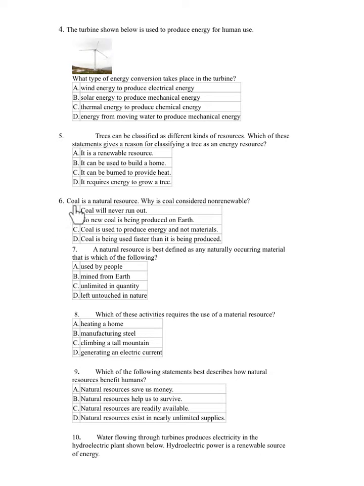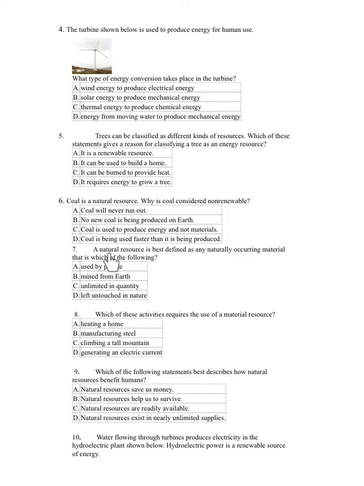Number 6. Coal is a natural resource. Why is coal considered non-renewable? A. Coal will never run out. B. No new coal is being produced on Earth. C. Coal is used to produce energy and not materials. D. Coal is being used faster than it is being produced.